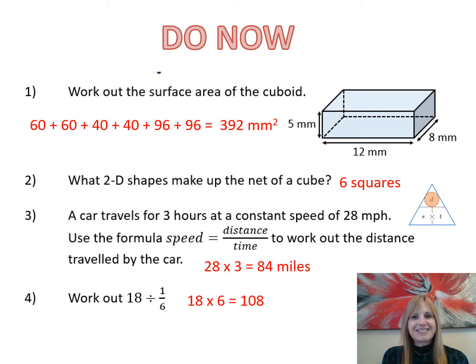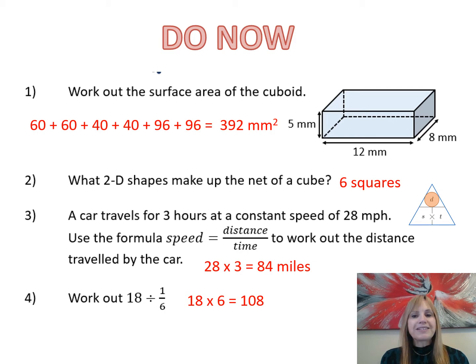Here are the answers. So for the surface area of a cuboid, we have two sides with an area of 60. We had two sides with an area of 40, and we had the top and the bottom that each had an area of 96. And when you add those together, it makes 392 millimeters squared.